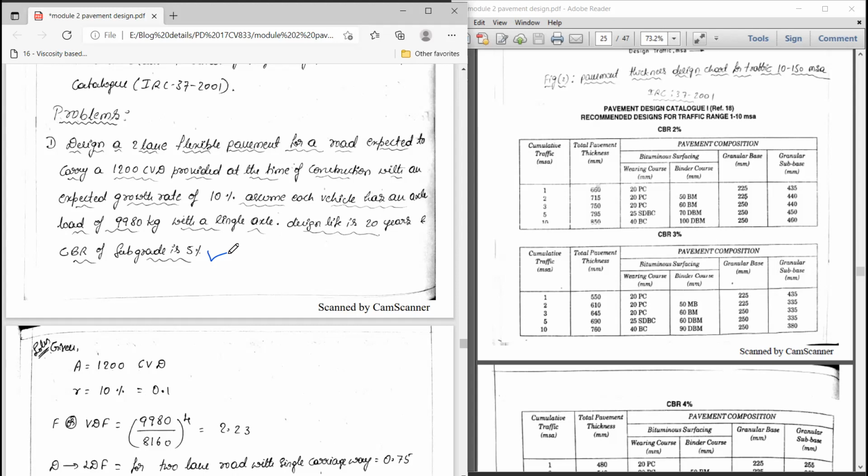37-2001. So here the problem is we have to construct a two-lane road, and that road will carry a traffic of 1,200 CVD during the time of construction, and every year there is a growth of traffic of about 10%. And he is saying that the vehicle has an average axle load of 9,980 kg with a single axle, and the design life of the pavement is 20 years and CBR of the subgrade soil is 5%. For this data, we need to design the thickness of each layer of the pavement.